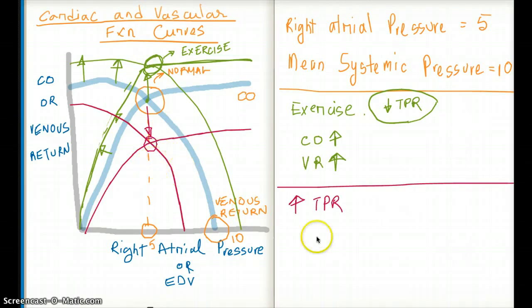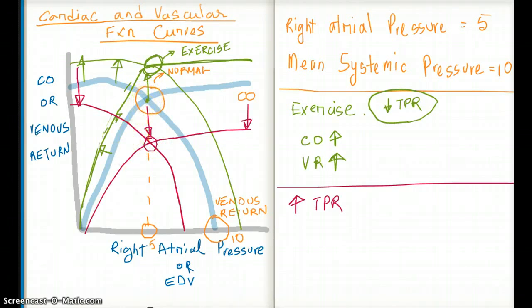So what happens in hemorrhage? Our TPR goes up. Why? Because we want to minimize our hemorrhage. As a result, we're going to have vasoconstriction of the vessels. As a result, our TPR is going to go up, and our cardiac output is going to drop because we have less blood going to our heart. Our venous return is also going to drop because we have less blood in our system. As a result, the curve, both the cardiac output and the venous return, is going to drop, and we're going to be here, exactly vertically down from our normal position.